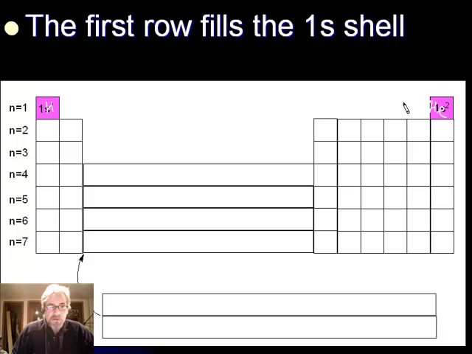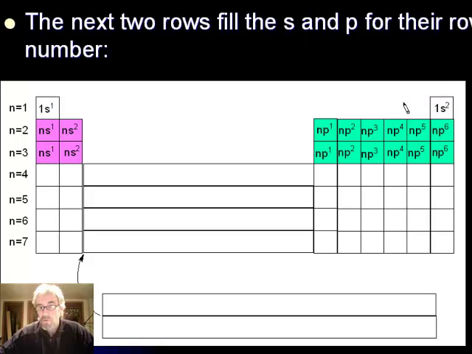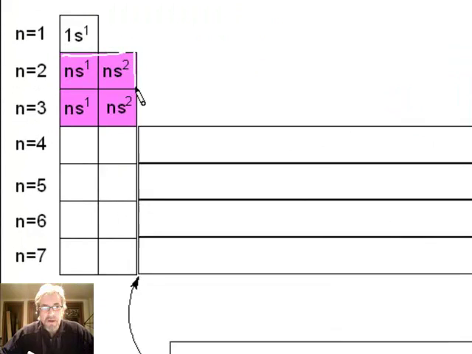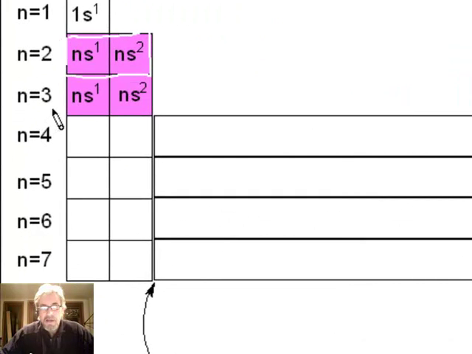There are only 2 blocks in the first row. The second and third row are divided into 2 segments. The first segment has a set of 2 squares in it. Well, there are 2 electrons in an S subshell.